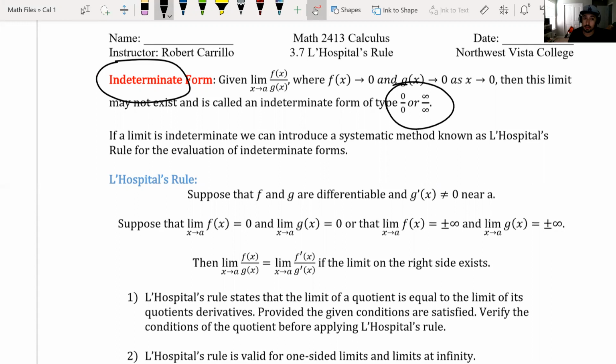So we are looking for those forms. If it's not indeterminate, we cannot use L'Hôpital's. Okay? So that's the only way we can use L'Hôpital's.